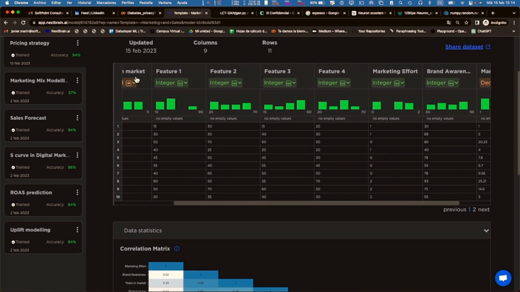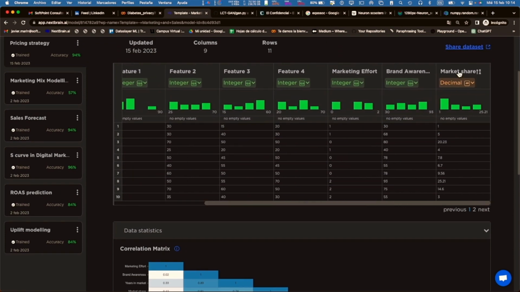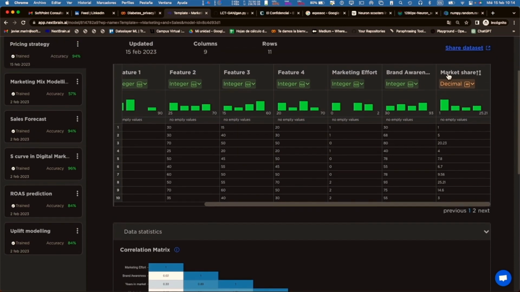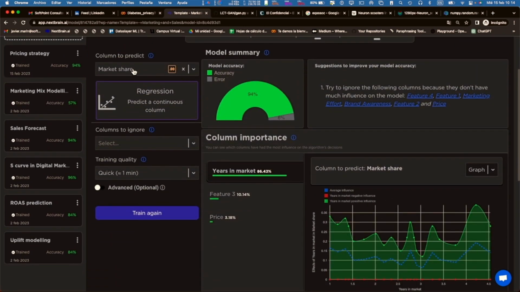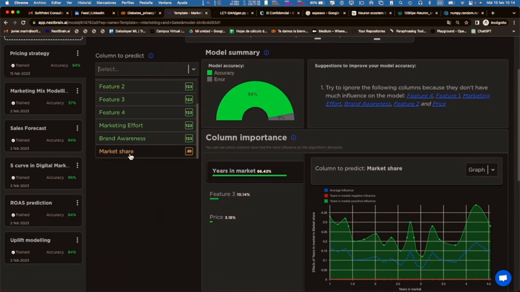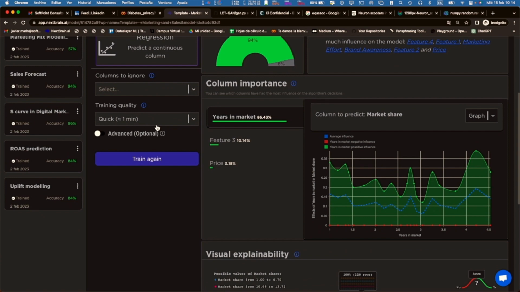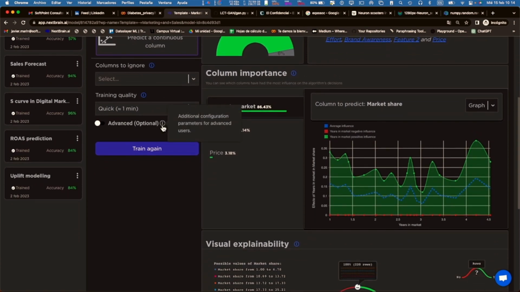The most important feature here is not pricing. It's the market share because it's the measure of success. So what we're going to do is predict the market share with an algorithm from the combination of all these other features, including price. For doing that, we're going to train a model. We are going to select the market share as the column to predict.